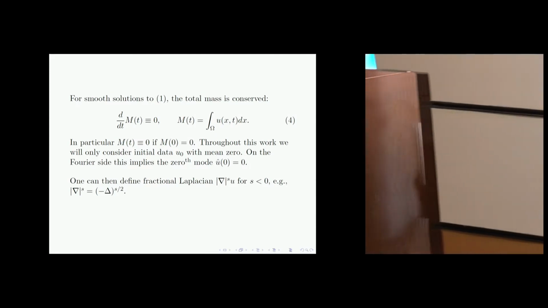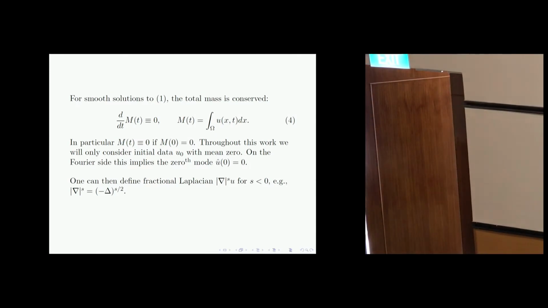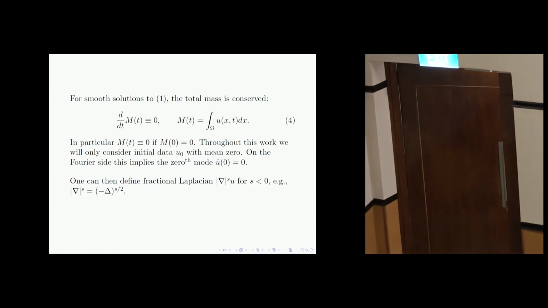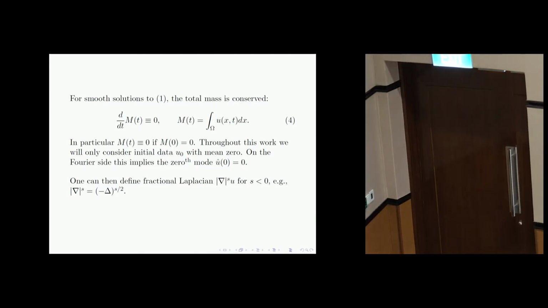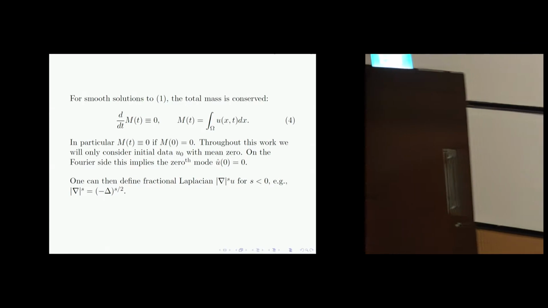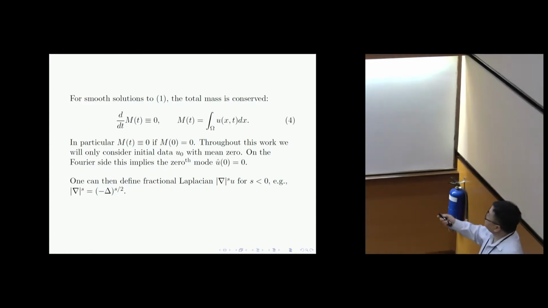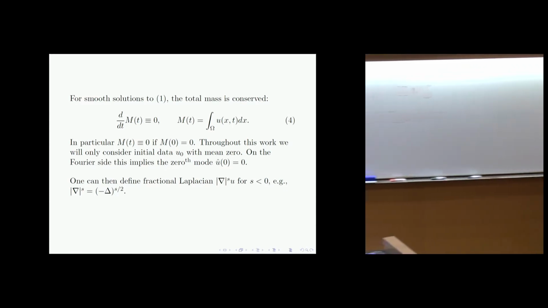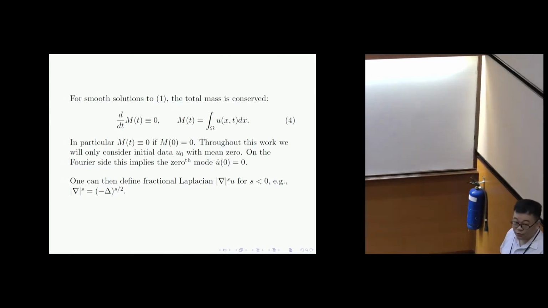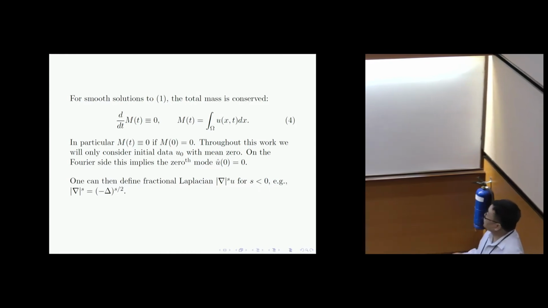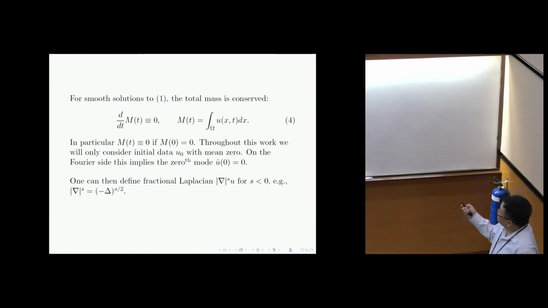And this Cahn-Hilliard equation satisfies total mass conservation. In particular, if we have initial data with the mean zero property, then the solution also has this mean zero property. So in this work, we only consider initial data with mean zero. Then we can define this fractional Laplacian when s is negative. We need this assumption, initial data with mean zero, because we want to define the Fourier transform at the zero mode.